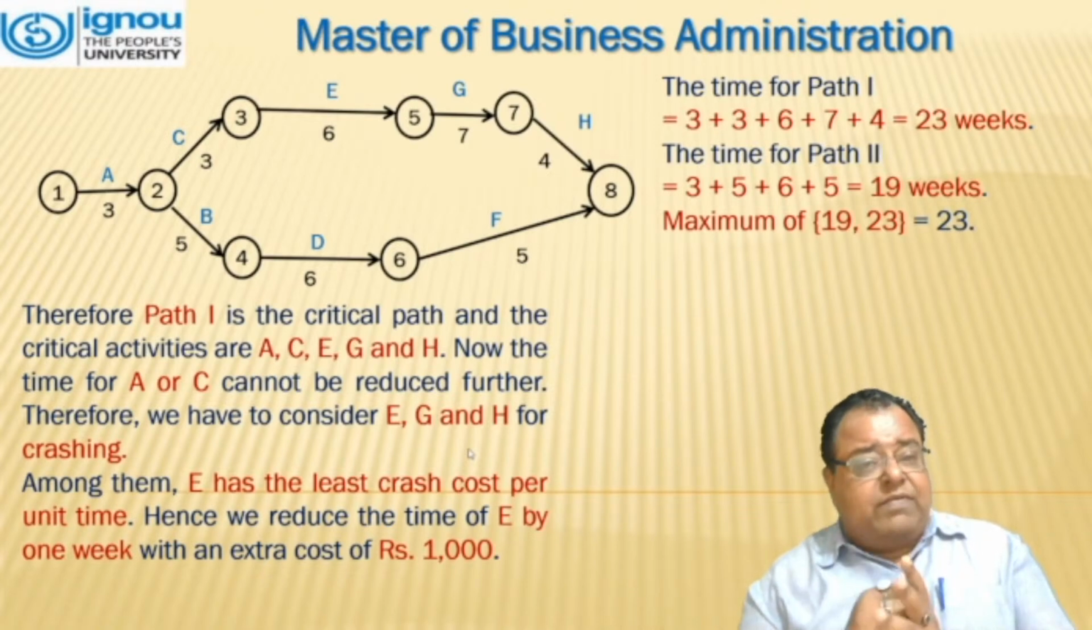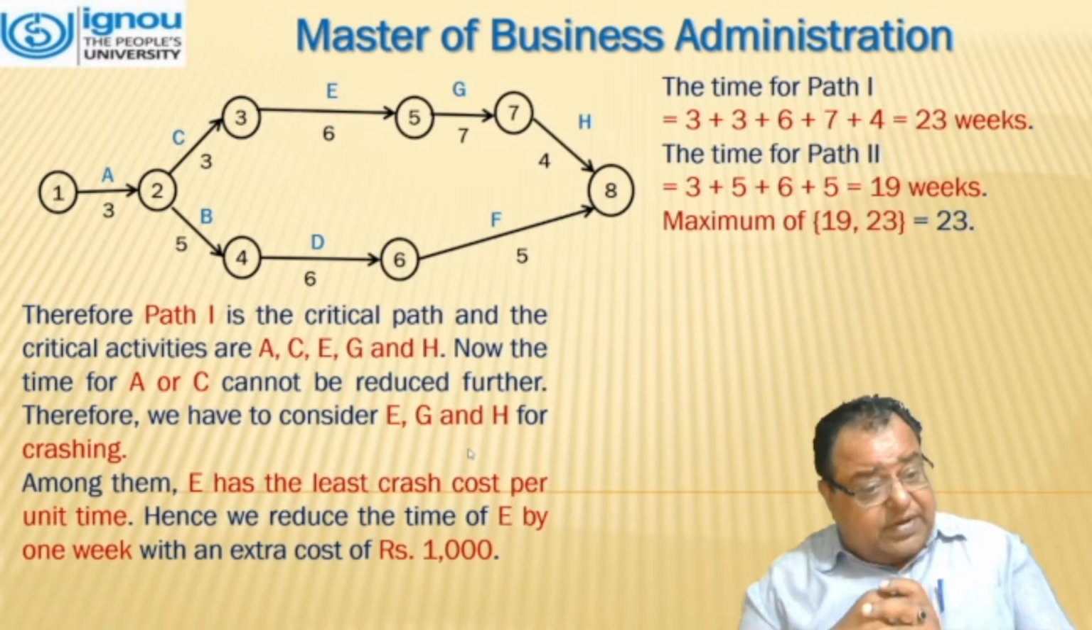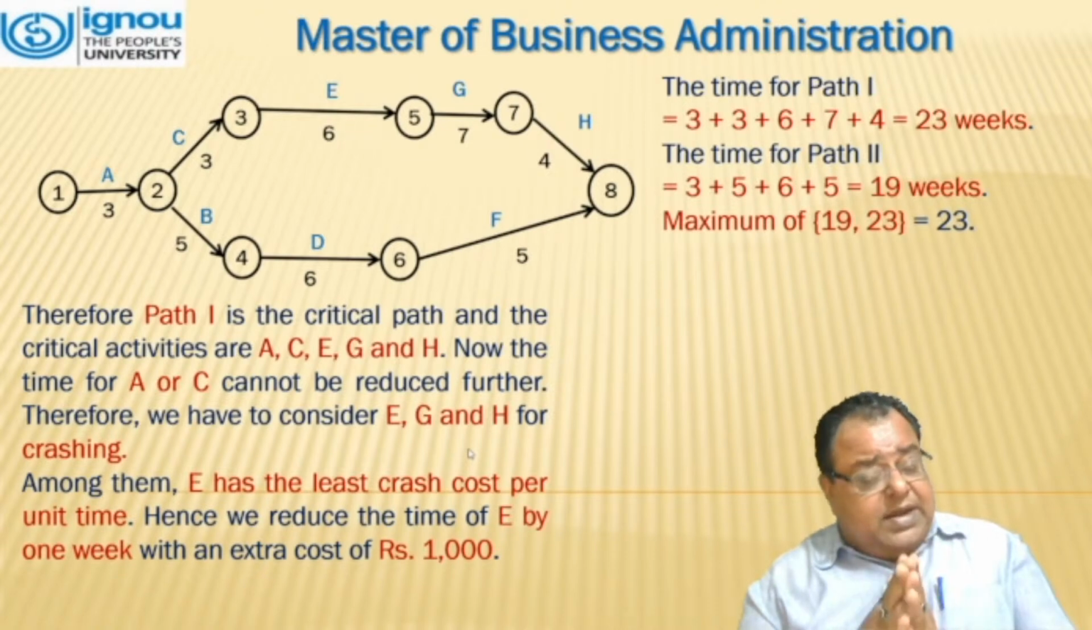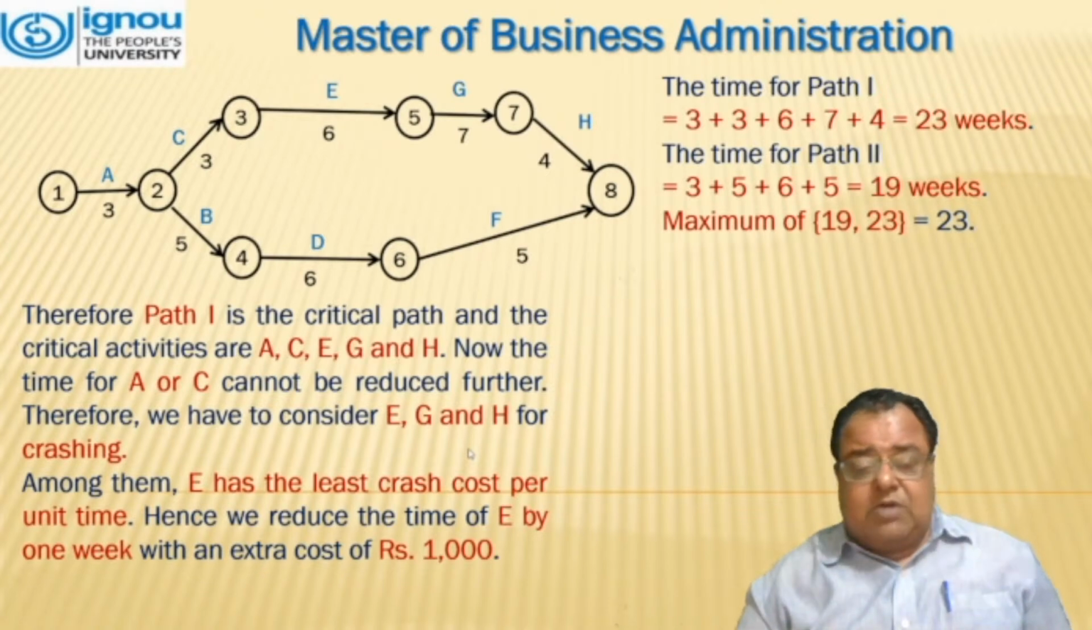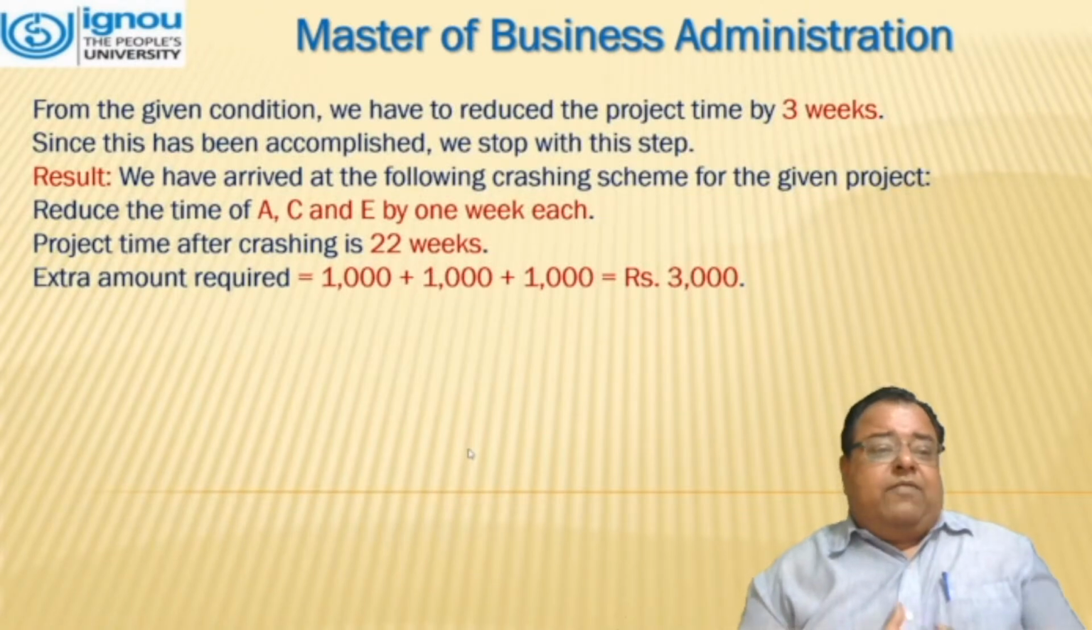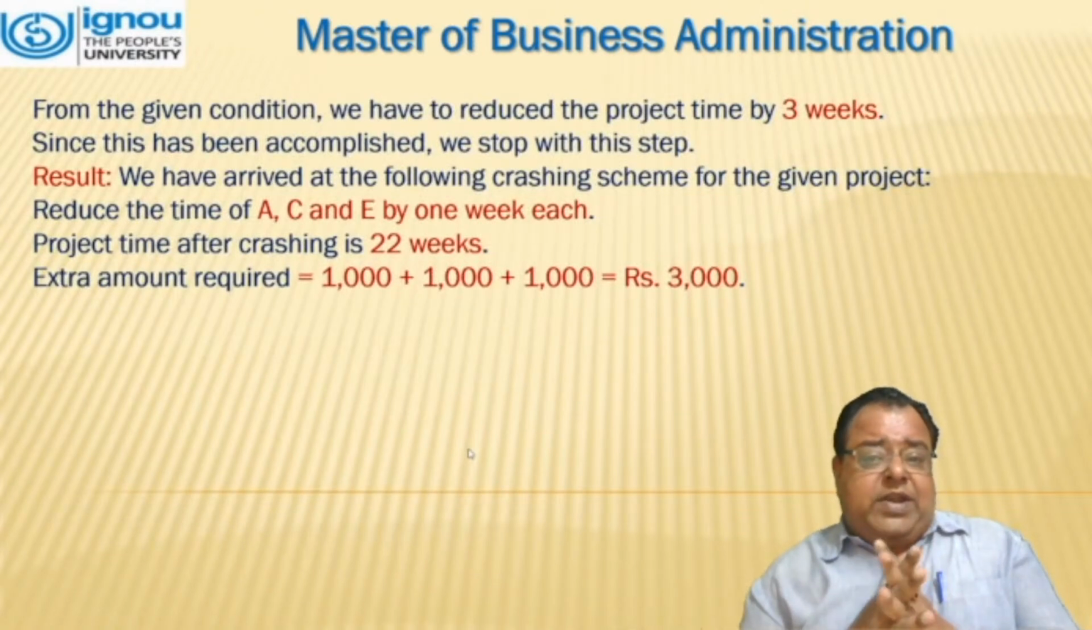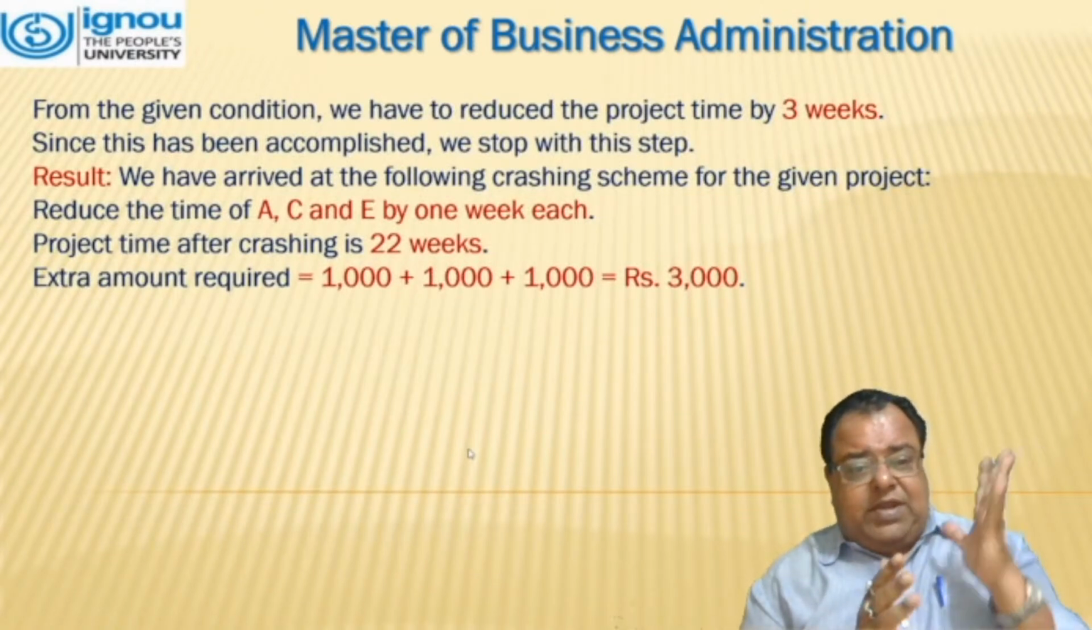Now again we are left with E, G, and H. Among these, E has the least crash cost per unit time. We reduce the time of E by 1 week with an extra cost of 1000. From the given condition, we have reduced the project time by 3 weeks.